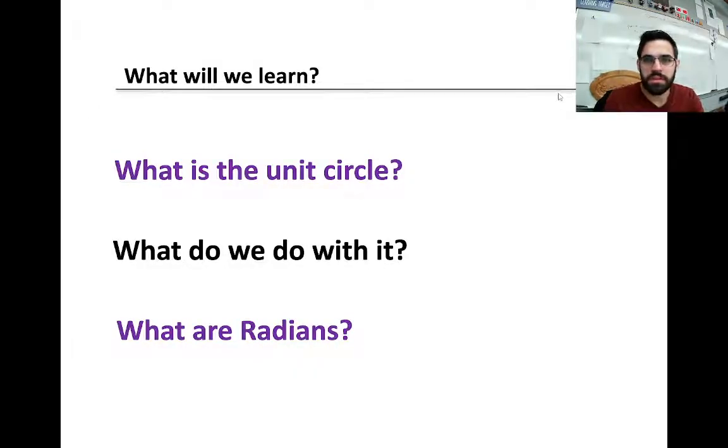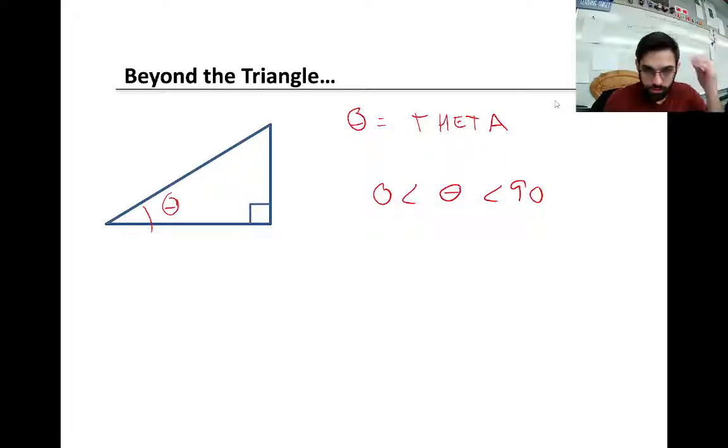What we're going to talk about in this lesson is what is the unit circle, what do we do with it, and what are radians. So far in math class, up till grade 12, we talk about trigonometry with sine, cosine, and tangent. And our basic definition starts from a right triangle. We identify some angle theta, and we figure out opposite, adjacent, and hypotenuse lengths, and we make fractions out of those side lengths depending on which trig function we're using.